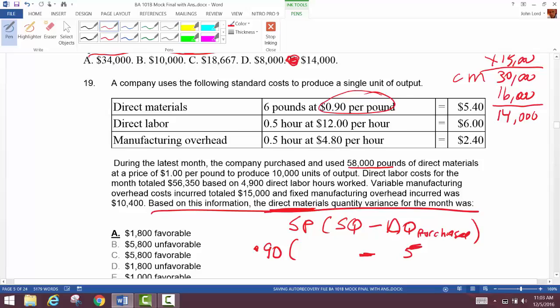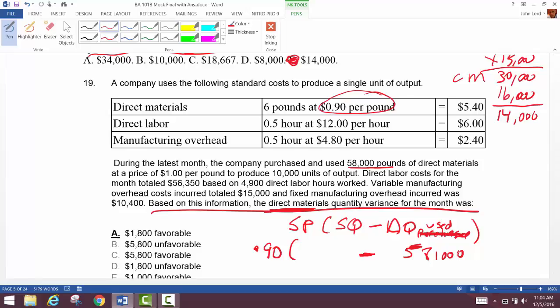And why did I say purchased here? God, I'm losing my mind. That music's driving me nuts. This is actual quantity used if it's the quantity variance. It didn't hurt me in this problem because they said used and purchased. But I'd have to be careful for some of those where they gave me different amounts. So if I'm doing the quantity, I'd have to get the used, right? Actual quantity used. So that's 58,000.